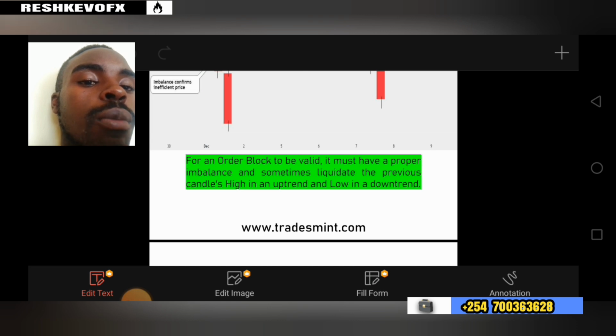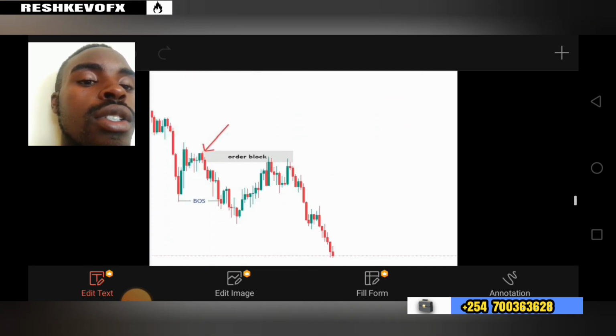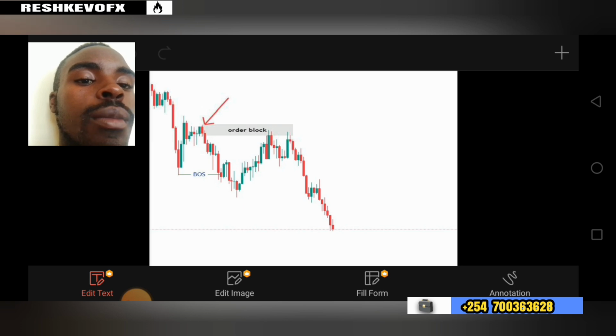It must be a proper imbalance, and sometimes liquidity, the previous candle high in an uptrend or low in a downtrend. That is amazing, guys. This is a bearish order block example. For those trading the order block, this is amazing for you guys.